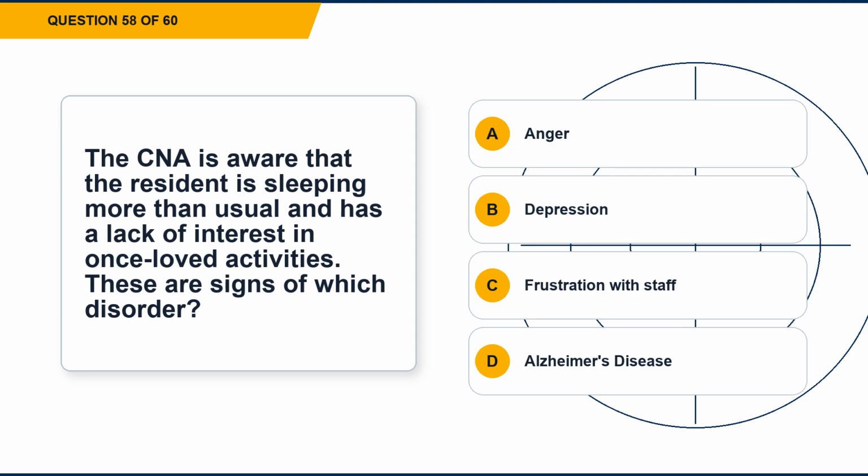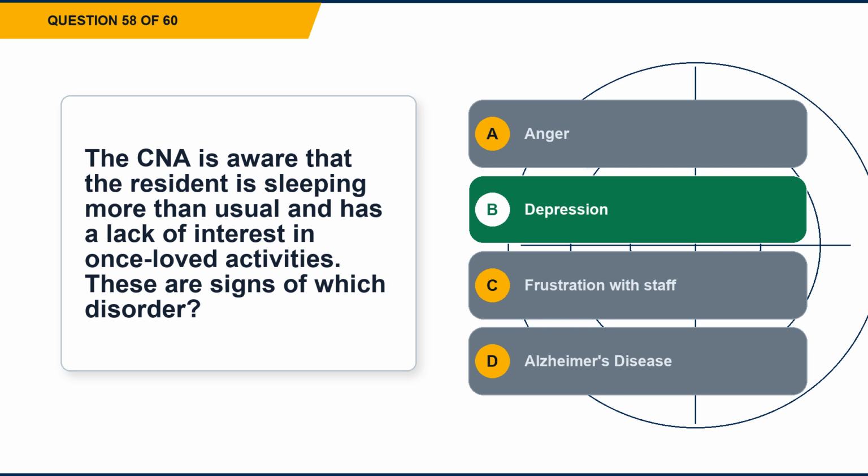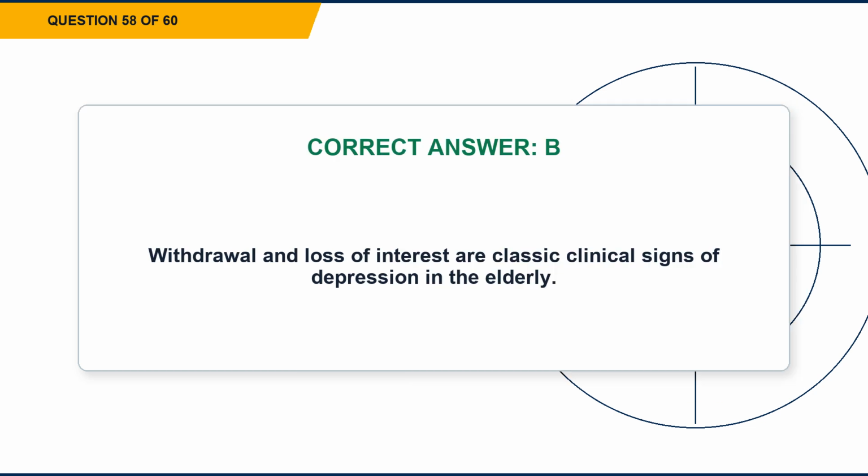Question 58. The CNA is aware that the resident is sleeping more than usual and has a lack of interest in once loved activities. These are signs of which disorder? Option A, anger. Option B, depression. Option C, frustration with staff. Option D, Alzheimer's disease. The correct answer is option B, depression. Explanation: withdrawal and loss of interest are classic clinical signs of depression in the elderly.